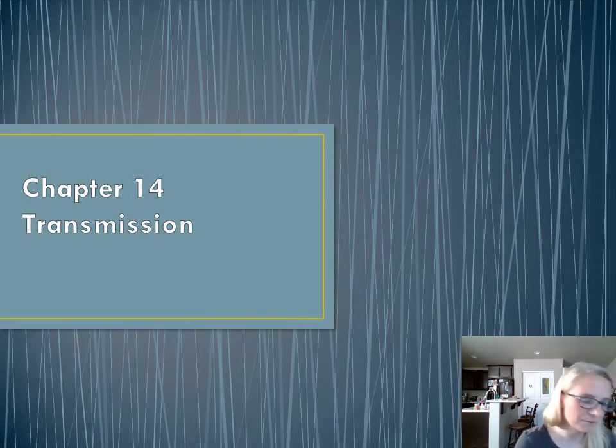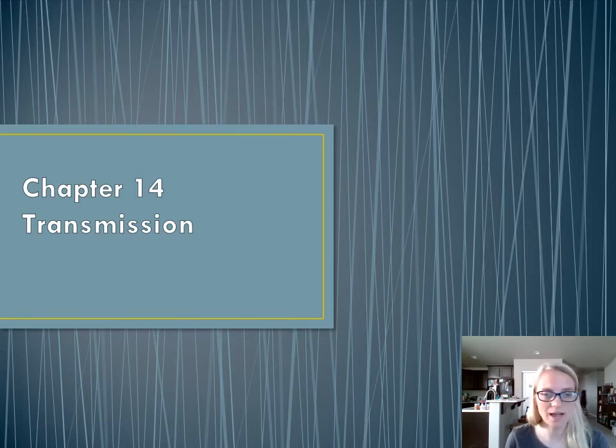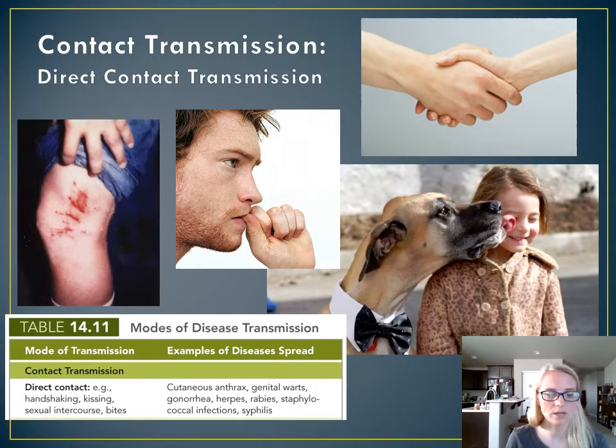So we have a couple different kinds of groupings. There's three major categories, if you will, of these different types of transmission. We have contact, vehicle, and vector. And then within each of these, there are some subcategories. So let's take a look at the first one, contact transmission, direct contact.